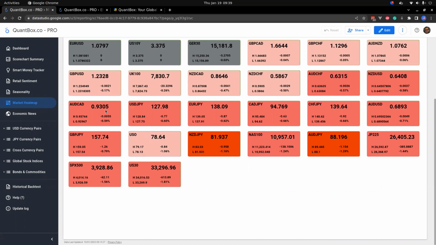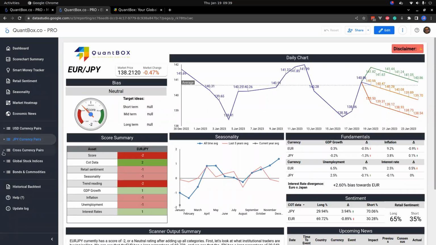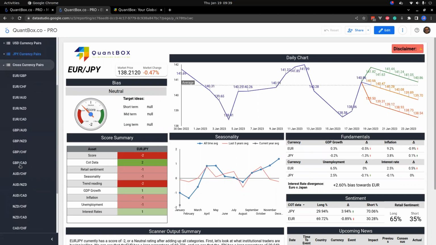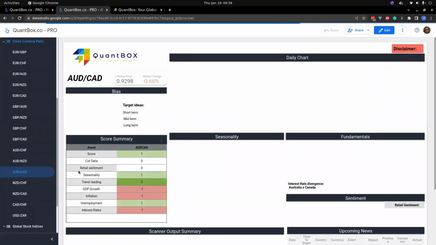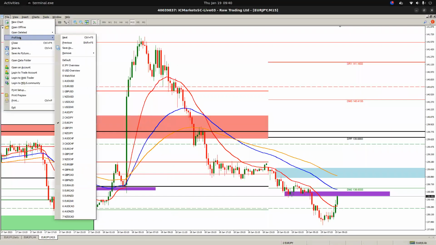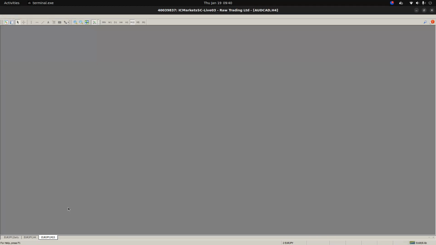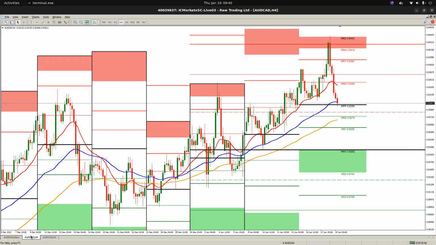That's our yen pairs. Aussie CAD. Let's have a look at Aussie CAD. Aussie CAD coming through. Bias is neutral. Let's take a look. Aussie CAD all the way down here, okay, coming off of an R1, M4 as well. Big red candle. H4, I don't see lower lows and lower highs.